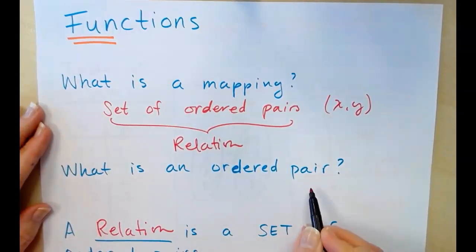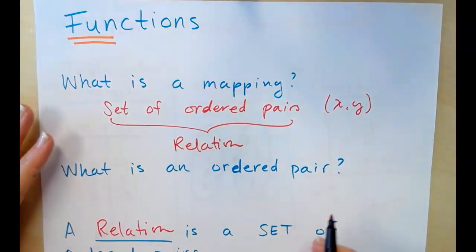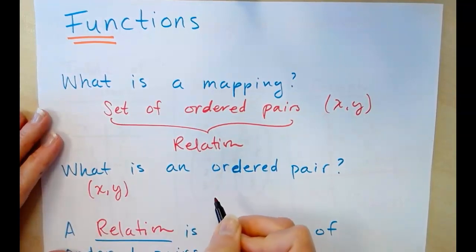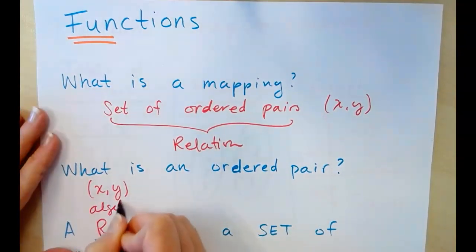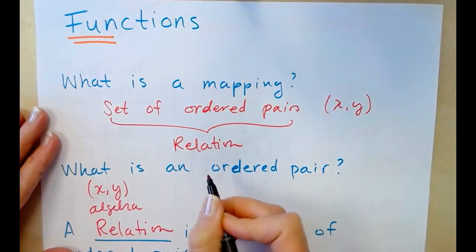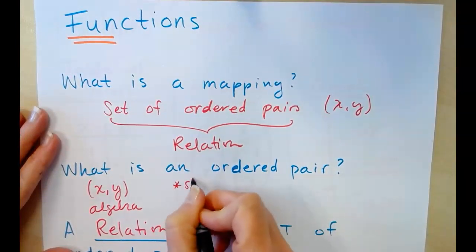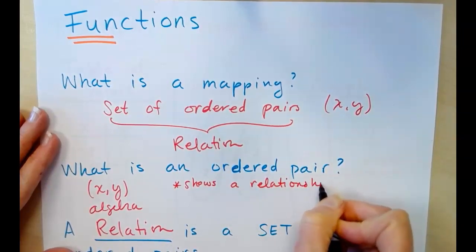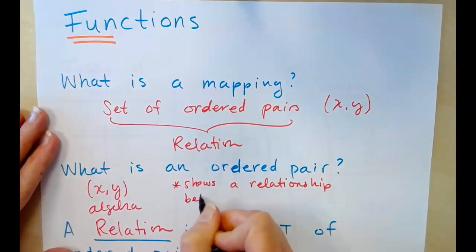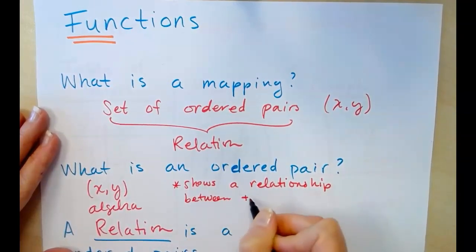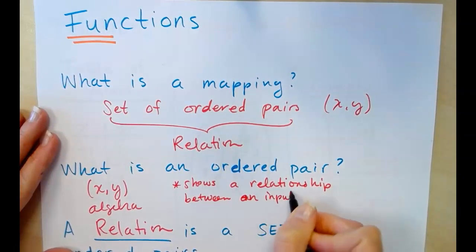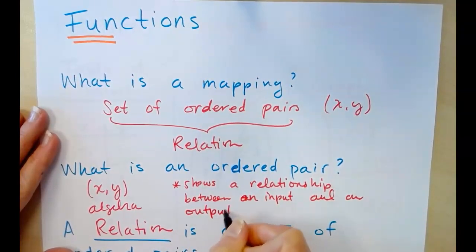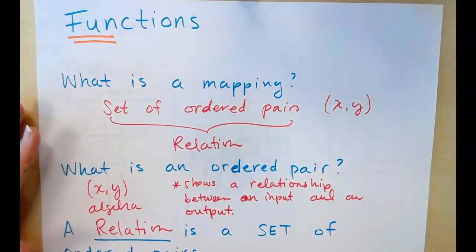So what exactly is an ordered pair? Now let's get to the nitty-gritty of what that is. So yes, an ordered pair comes in the form of x comma y. That's how we write it in algebra class. But what does it show? Well, an ordered pair shows a relationship between an input and an output.